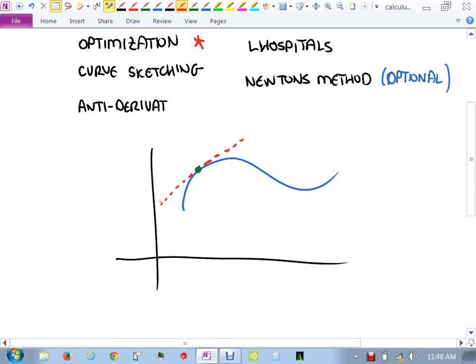Now let's talk about what Cal 2 is going to be for us. Oops, sorry. I should follow my own rules and put my stuff away.